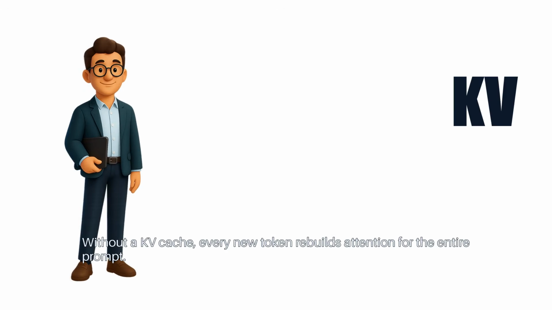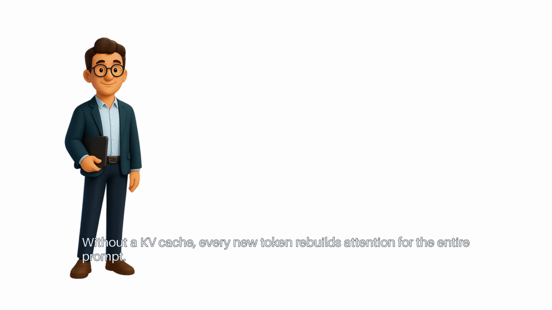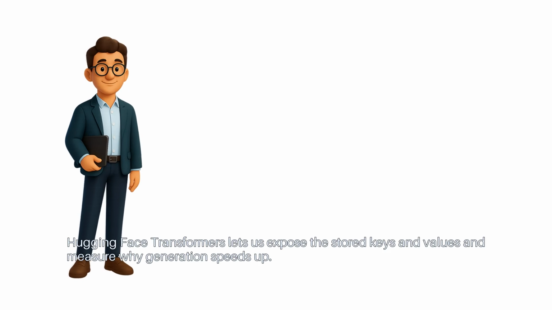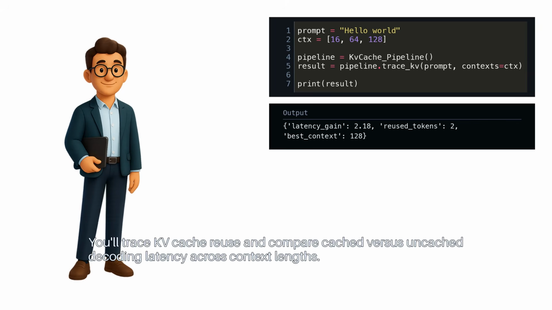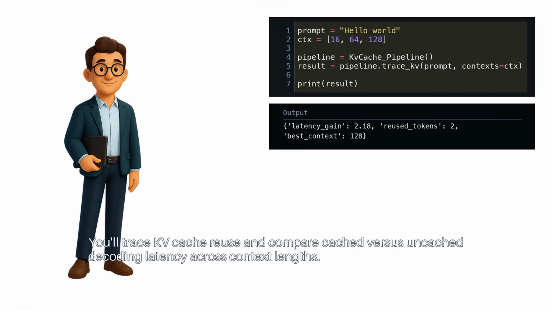Without a KV cache, every new token rebuilds attention for the entire prompt. Hugging Face Transformers lets us expose the stored keys and values and measure why generation speeds up. You'll trace KV cache reuse and compare cached versus uncached decoding latency across context lengths.